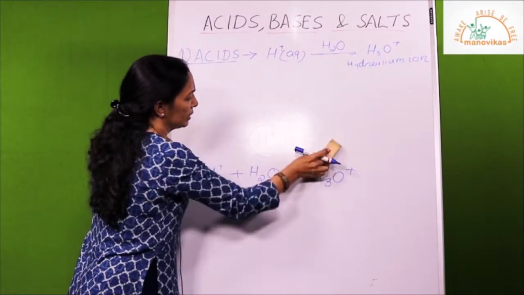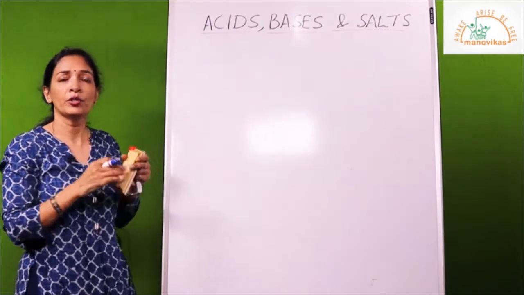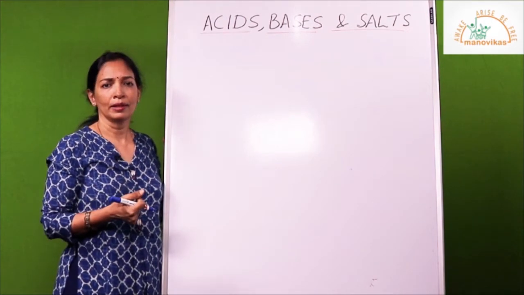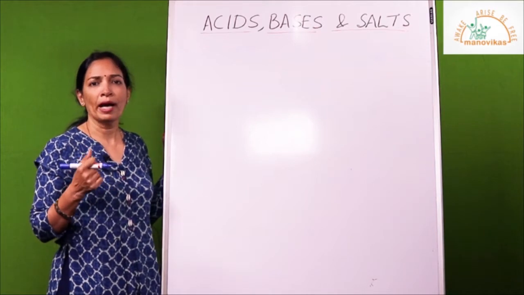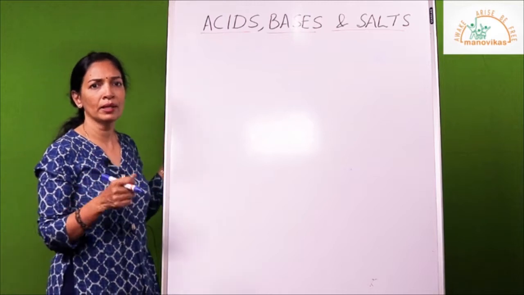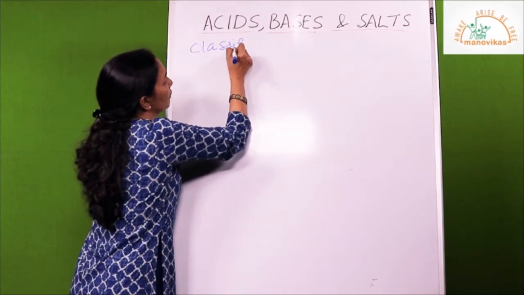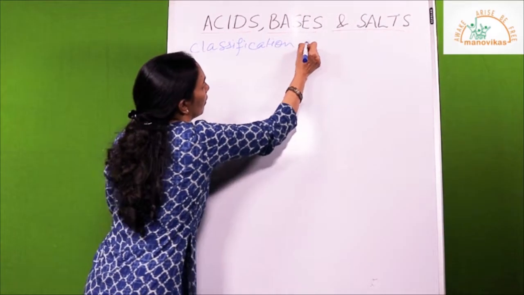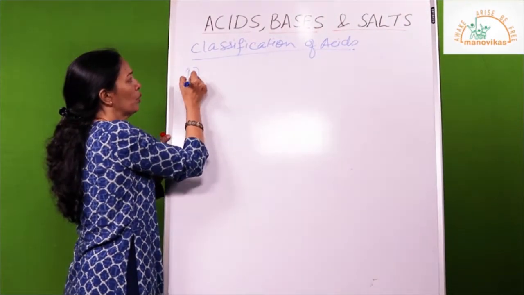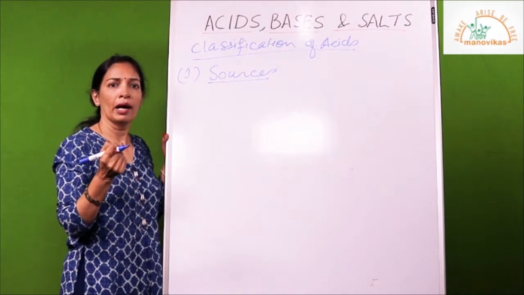Now there are a number of acids which you all know. Examples of acids are hydrochloric acid, sulfuric acid, nitric acid, and some other acids like acetic acid, formic acid. There are a number of acids. To understand them, we can classify them into different classes. There are some criteria to classify them on the basis of. So the classification of acids: first, on the basis of source from where they are obtained.